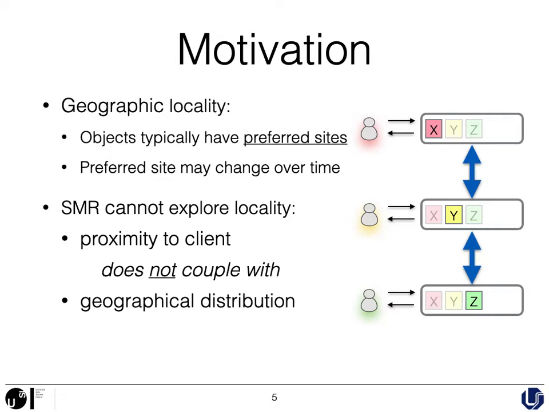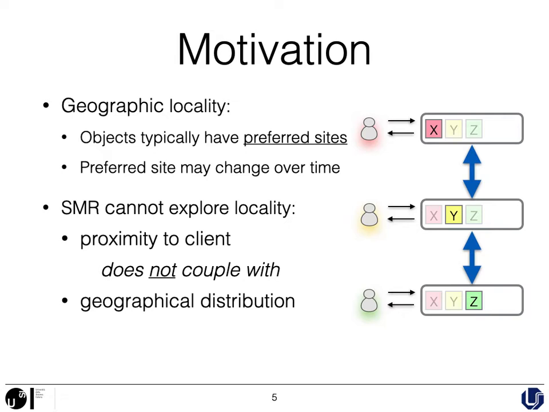In the geographically distributed applications or services that I started talking about, we typically have some degree of locality, and this locality means that some objects are typically most accessed from some specific sites. These sites are called preferred sites for this specific object, and of course the preferred site may change over time.